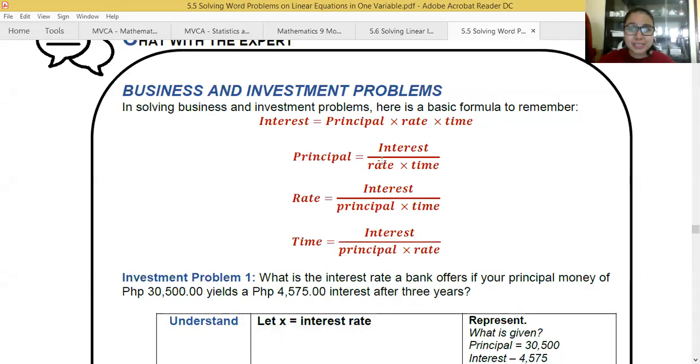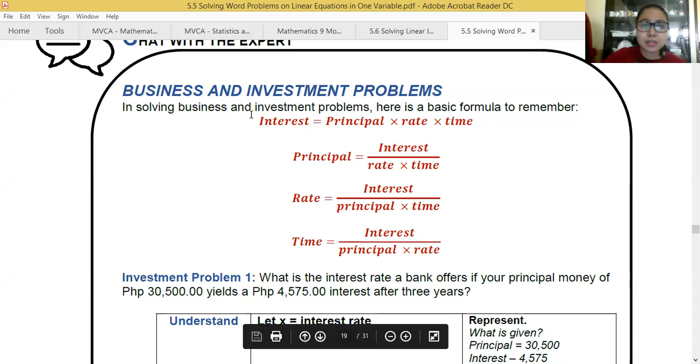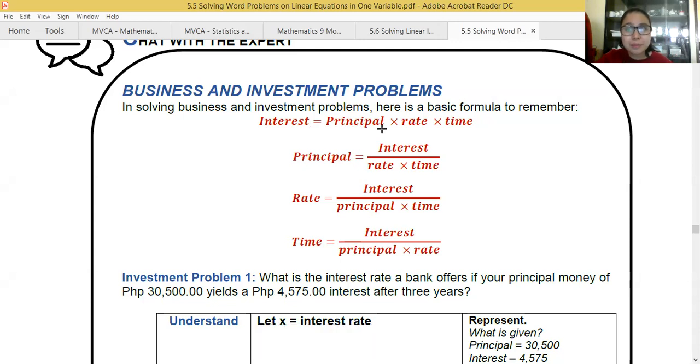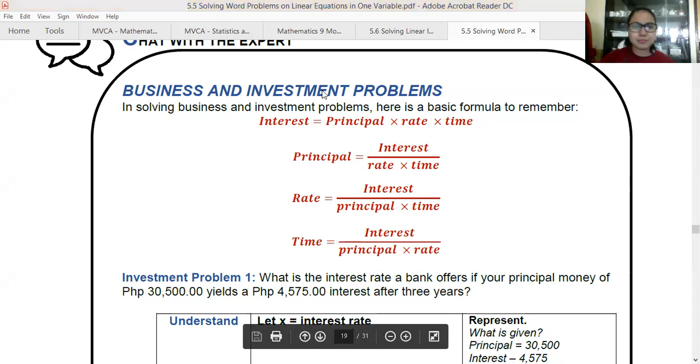If we solve business and investment problems, then we need to find this one. If you're looking for the interest, the formula is principal times rate times time. Then if you're looking for the principal, what do you mean by principal, rate, and time? Let me first explain that.